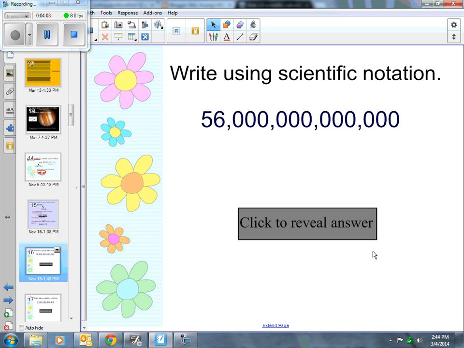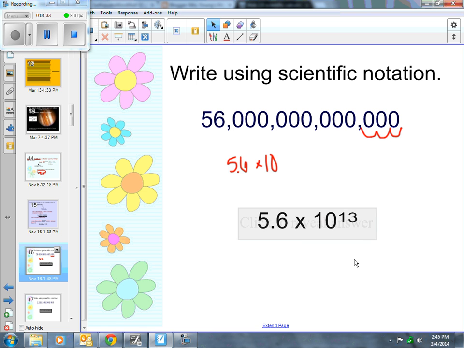All right. Same with this one. We have to figure out, okay, what is our first number going to be? You said 5.6. You are correct. Multiply that by 10 to a really big number. Remember, my decimal place in this particular case is at the very end, and I'm going to swoop it how many times? All right. And in this case, we swooped it 13 times, and that's where I get the answer, 5.6 times 10 to the 13th power.